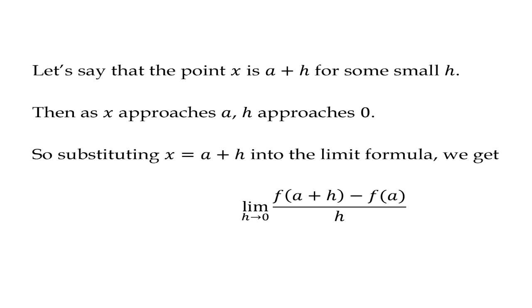Let's say that the point x is a plus h for some small h. Then as x approaches a, h approaches 0. So substituting x equals a plus h into the limit formula that we had, we get this: the limit as h approaches 0 of f of a plus h minus f of a all over h.